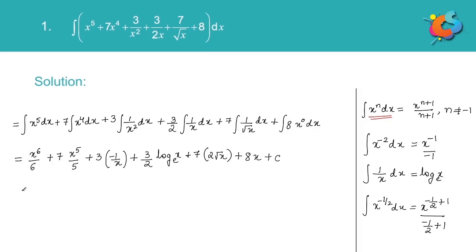So, on simplifying this, we will get x power 6 by 6 plus 7 by 5 times x power 5 minus 3 by x plus 3 by 2 log x base e plus 14 times root x plus 8x followed by the constant c.